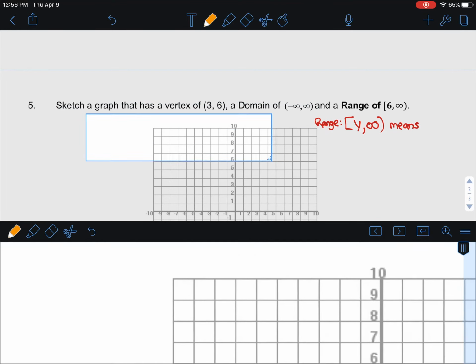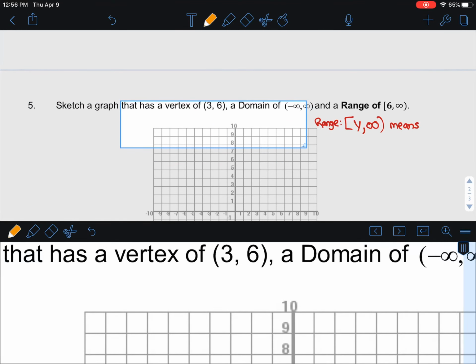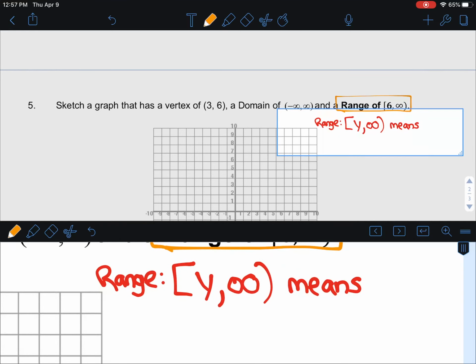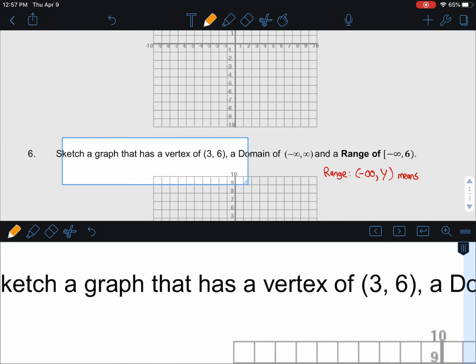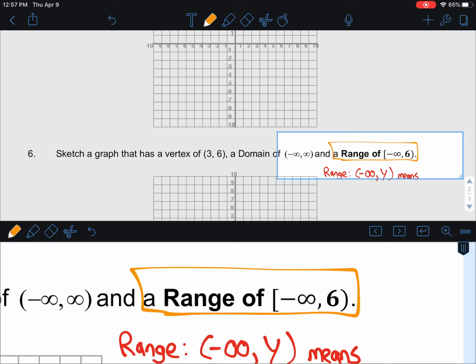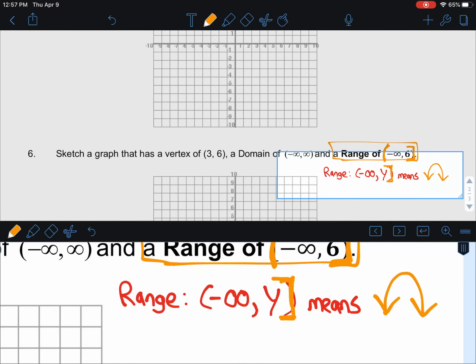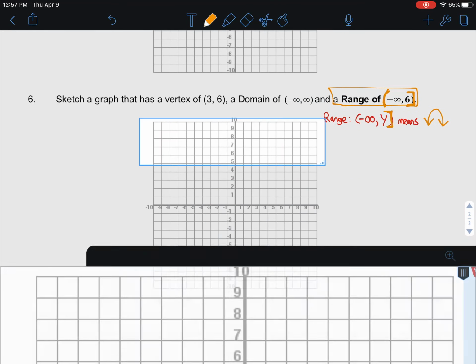Number 5, just remember, you're just sketching a graph here, and all I care about is the vertex and which way it opens. And remember, the range tells you which way it opens in these questions. So whenever it's y to infinity, remember that means your parabola opens up. If you look at the next question, number 6, again, the range is telling you which way it opens. Whenever it's -infinity to y, this is a little mistake here, actually, it should be these brackets. I'll fix that. But whenever you have that going on, that means your parabola is opening down. Again, look at my answer key if you need a little bit more guidance right there.